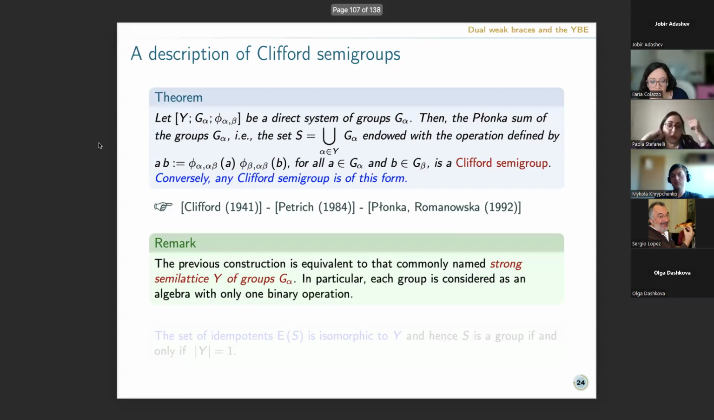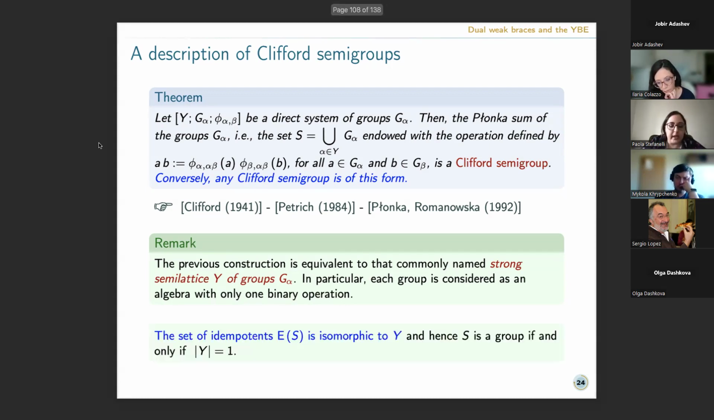If we look at this description of Clifford semigroups as Płonka sums, I have to underline that each group is considered as an algebra with only one binary operation. The set of idempotents of S is isomorphic to Y, and S is a group if and only if the cardinality of Y is equal to 1.